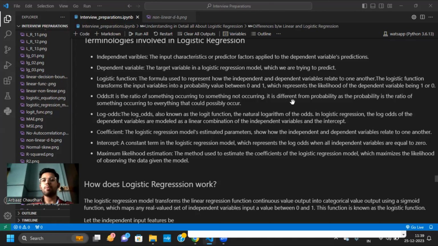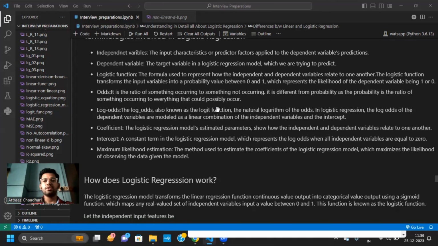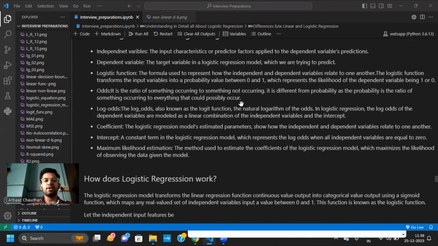It is different from the probability. Probability is a ratio of something occurring to everything that could possibly occur. So in probability, we are just checking the chances of what all things can possibly occur.